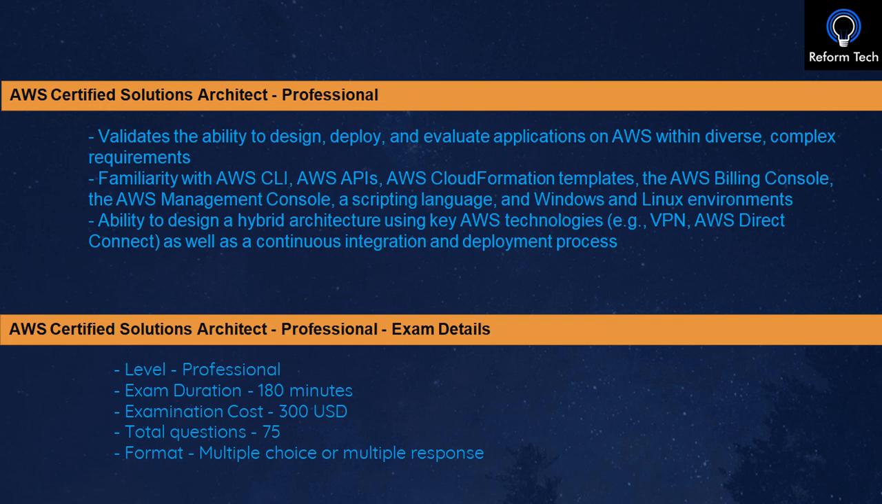So, and also you should have familiarity with AWS CLI, AWS APIs, AWS CloudFormation templates, and the AWS Billing Console. Here you should be able to design a hybrid architecture using AWS technologies like VPN, AWS Direct Connect, as well as continuous integration and deployment services. And the level is professional. The exam duration is 180 minutes. Examination cost is 300 USD and total questions are 75.